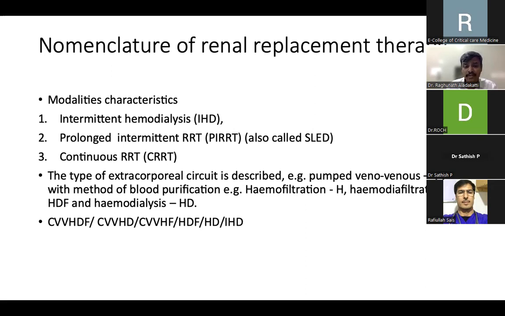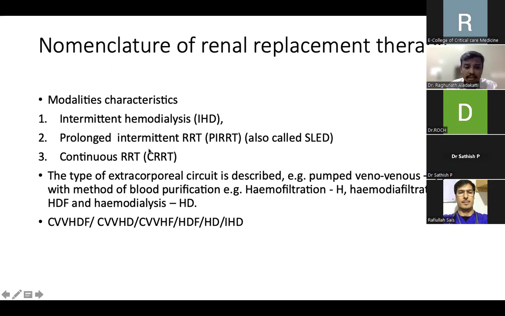Some institutes have CRRT, that is continuous renal replacement therapy, for 24 hours. The advantage here is more hemodynamic stability. BP will not drop because convection or ultrafiltration is happening very slowly here. So there is no risk of fluid shift or hypotension.